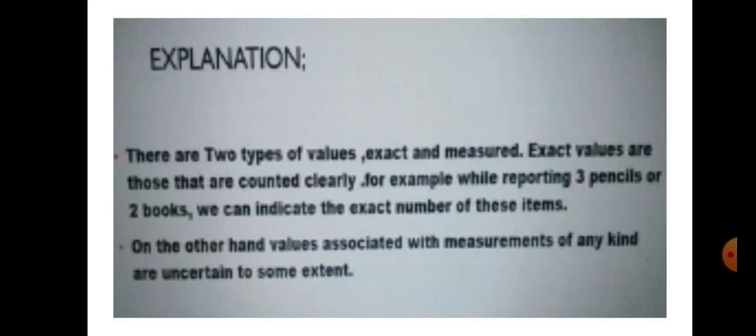So, explanation: there are two types of values. One is the exact value and the other is the measured value. Exact values are those values that are counted clearly. For example, while reporting 3 pencils or 2 books, we can indicate the exact number of these items. On the other hand, values associated with measurements of any kind are uncertain to some extent.